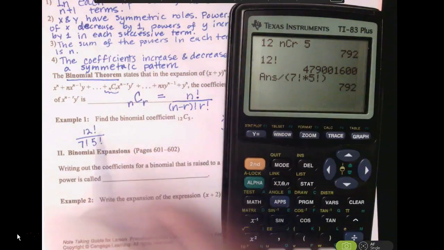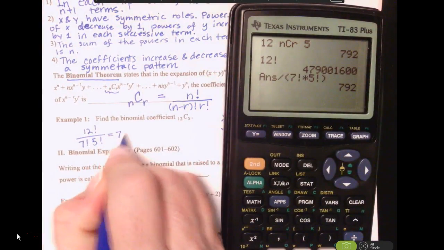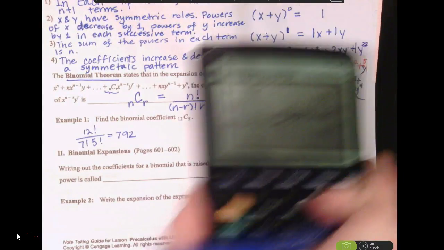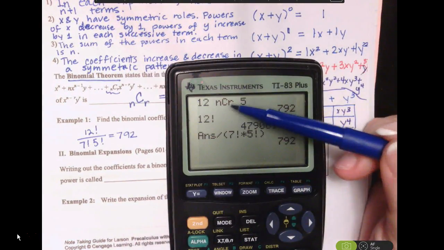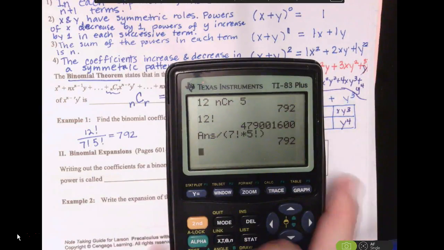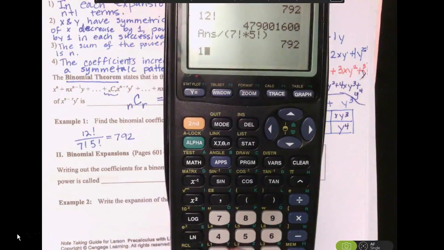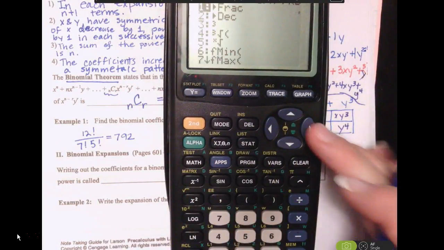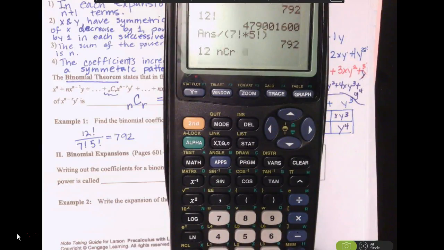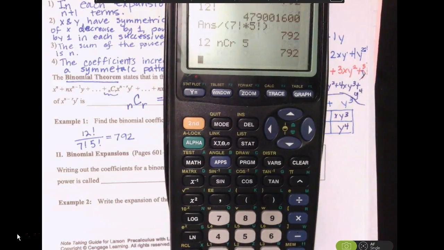And so we get 792. So that was the long way. But if you notice up at the top of my screen, I used my combination button. What you have to do is type in the first number first, 12, in combination. So under probability, that's choice 3, 5 at a time, and we get 792.